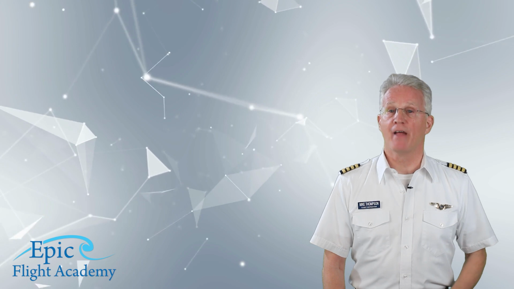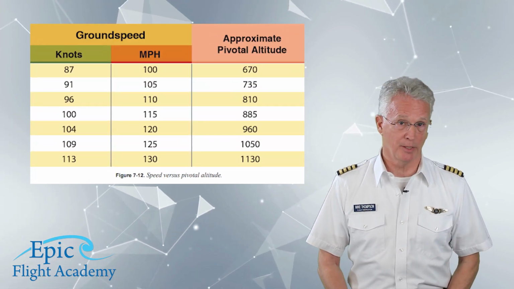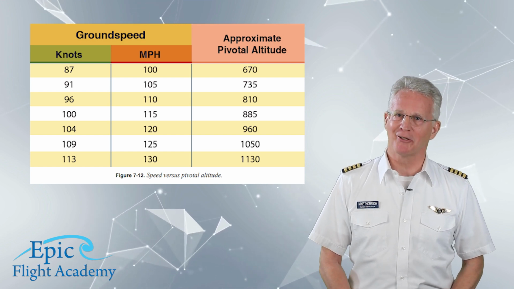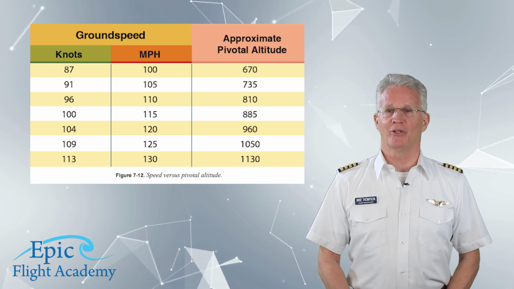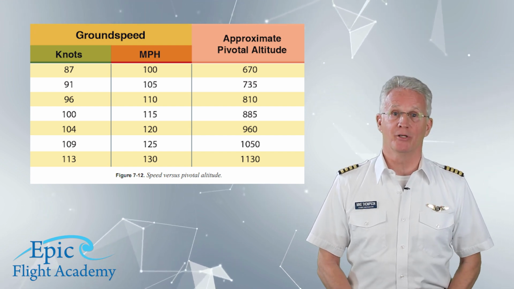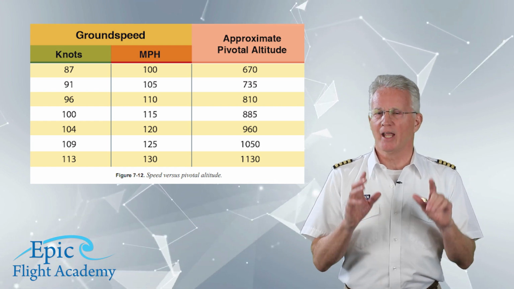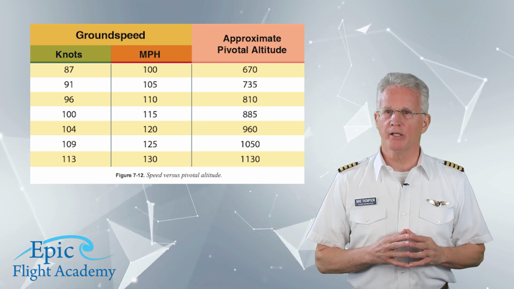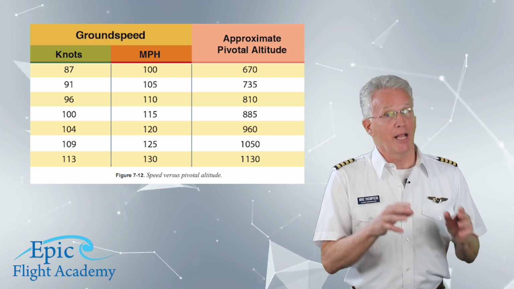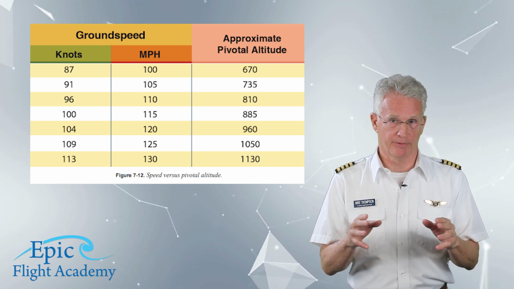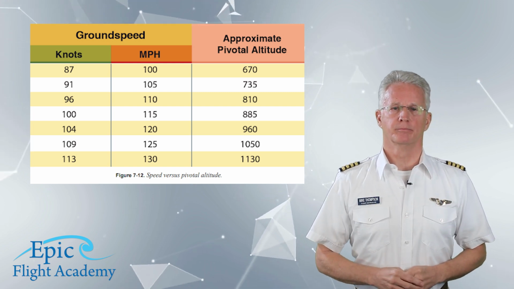Now, as you can see, the higher the ground speed, the higher the PA. The lower the ground speed, the lower the PA. It's smart to pre-calculate these and have them on your knee board. You can see this in figure 7-12 on page 7-15. You want to have an idea of your highest PA, pivotal altitude, on downwind, and your lowest PA, pivotal altitude, into the wind before you begin.